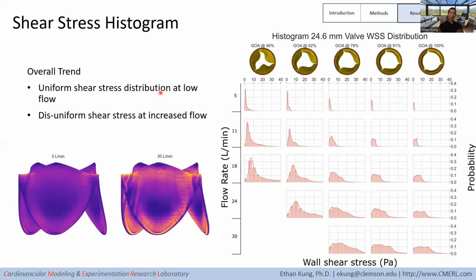And so again, with this data, if you're running a bioreactor, you can look at your operating condition of the bioreactor and what your valve is doing and be able to have some idea of what proportion of cells are experiencing what level of shear stress.